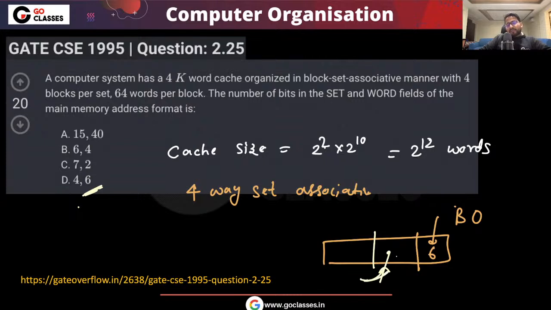I mean, you anyway don't need to find out, but for completeness, let's just do it. Okay, so they are asking for the index bits. Can you tell me how many sets will be there? The cache size is given to you. The line size is also given, right? So you need to find the number of lines, which is cache size divided by line size. What is the line size?